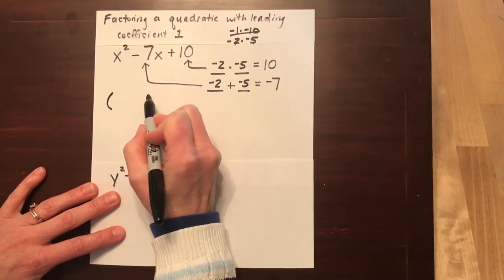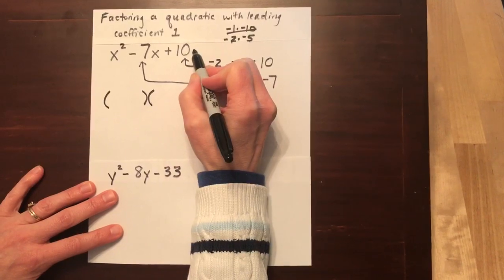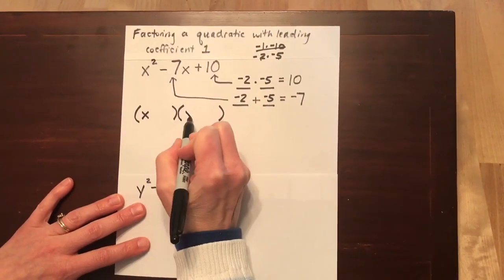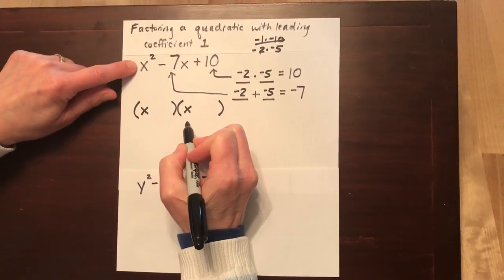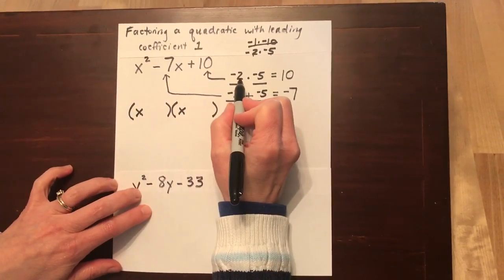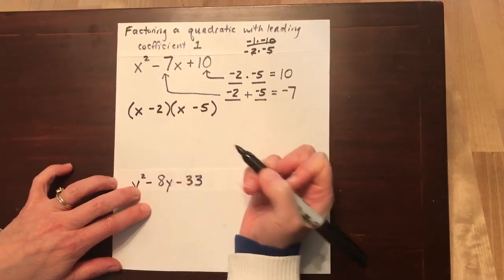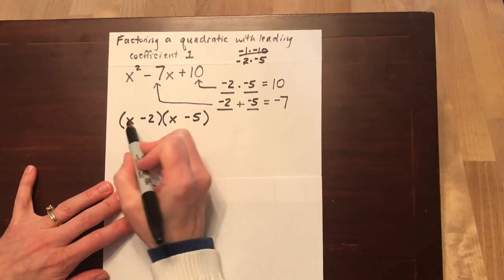I'm looking for two binomials that when multiplied together give me this answer. I want to put an x in the first spot for each of those because x times x gives me the x squared. And then I want to put these two numbers, the -2 and the -5, in the second spot. So you can check this and see that it really works.